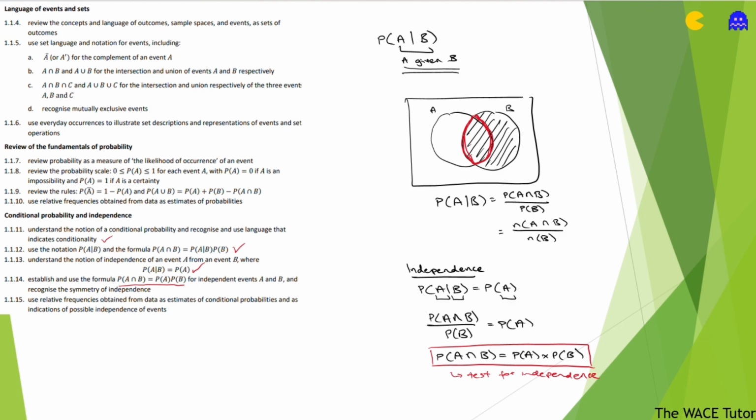So let's say we have a probability of A intersection B of 0.06, we have a probability of A as 0.2, and a probability of B as 0.3. If we want to test for independence, we need to show that this equation is satisfied. Probability of A intersect B is equal to 0.06. Probability of A times the probability of B is equal to 0.2 times 0.3, which is 0.06, which is the same as the probability of A intersection B. Therefore, A and B are independent.